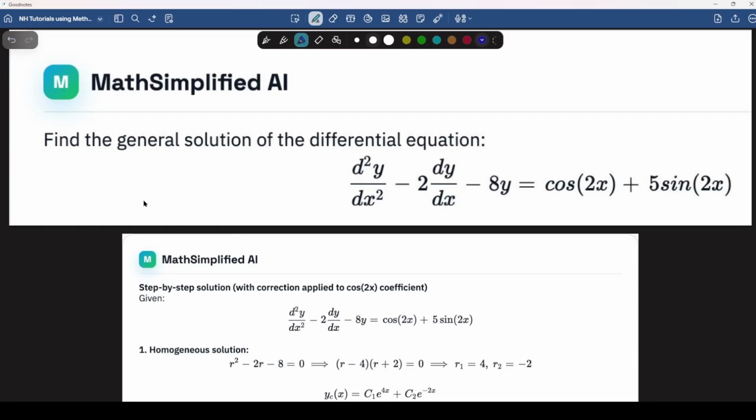Okay, next question. Find the general solution of the differential equation d squared y over dx squared minus 2 dy/dx minus 8y equals cos 2x plus 5 sin 2x. So notice here we have the non-homogeneous part in the form of a trigonometric function.